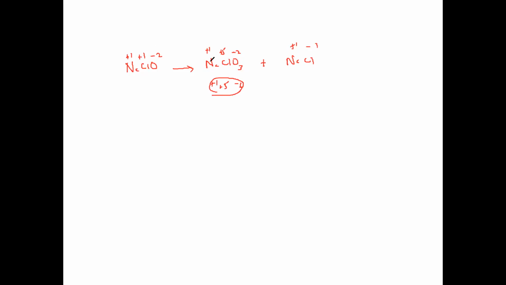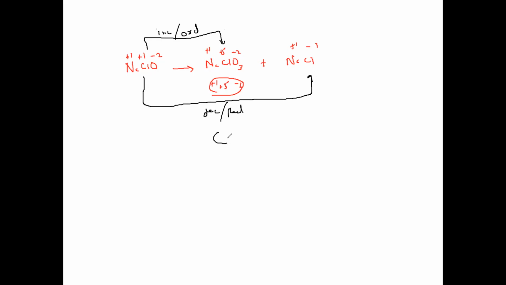So for sodium, there is no change. For oxygen also there is no change. But for chlorine, +5 changes to -1 in NaCl. Chlorine going from +1... +5 is an increase in oxidation number, so we call that oxidation. And +5 becoming -1 is a decrease in oxidation number, which we call reduction. So the same element, chlorine, is oxidized, and the same element, chlorine, is reduced. So these types of reactions are known as disproportionation reactions.